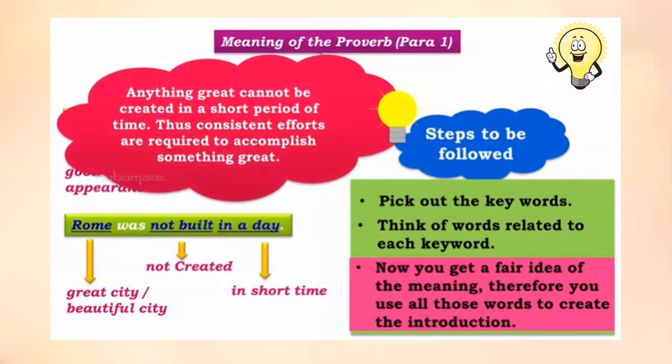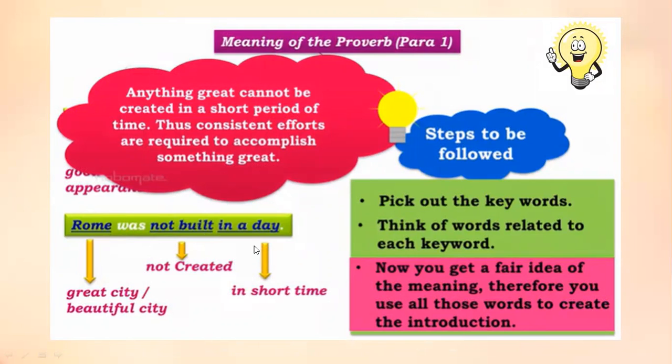Another example I will give you here is Rome was not built in a day. So again, we follow the same steps. We will pick up the keywords, and the keywords are Rome, not built, and in a day. Now you have to write the related words. What does the word Rome bring to your mind? It brings to your mind the name of a great city or a beautiful city. Not built means not created.